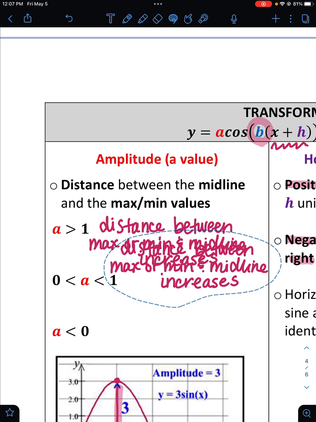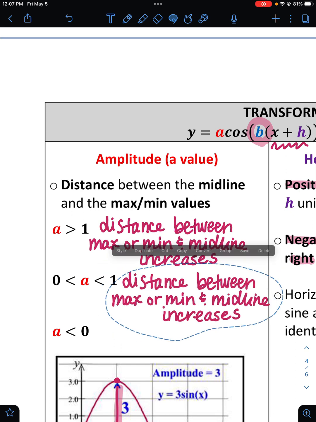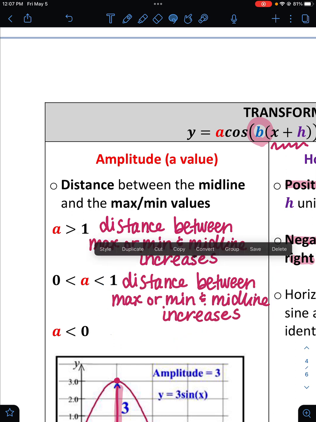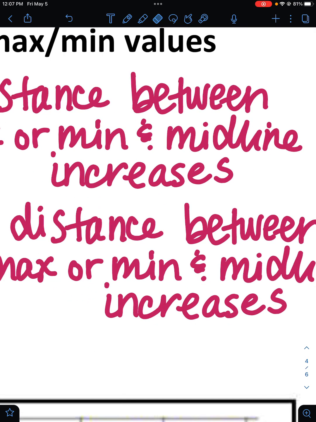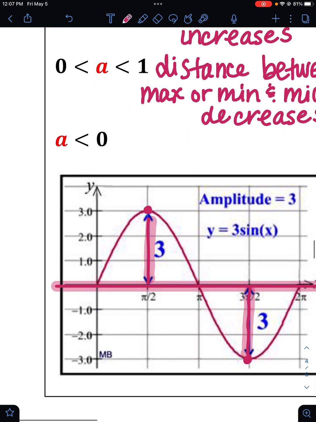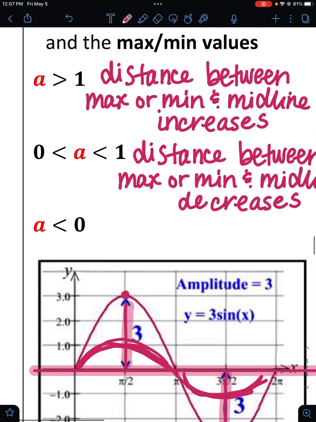When a is a fraction less than 1 but greater than 0, so it's still positive, then that distance is going to decrease. So those hills will flatten, right? So you'll see your curve be flatter instead of more stretched and skinny, okay?